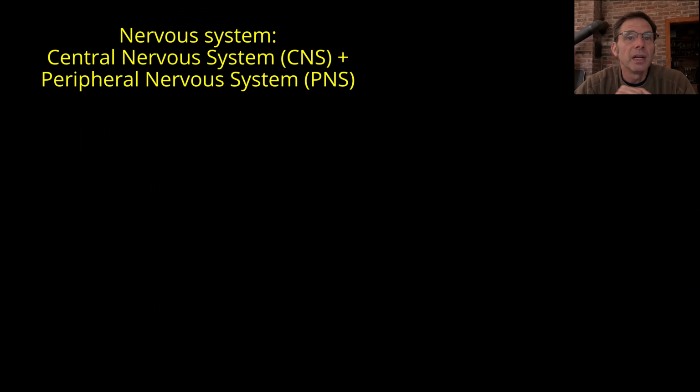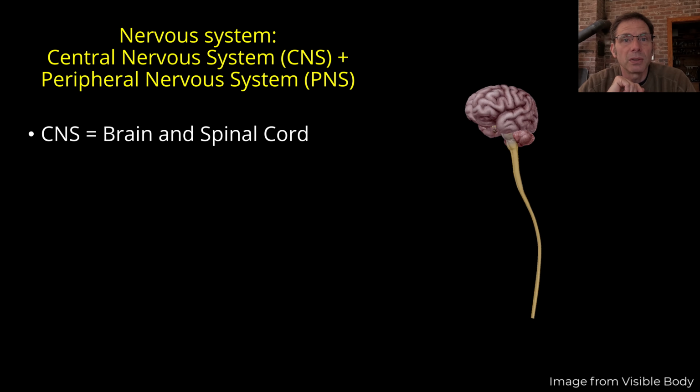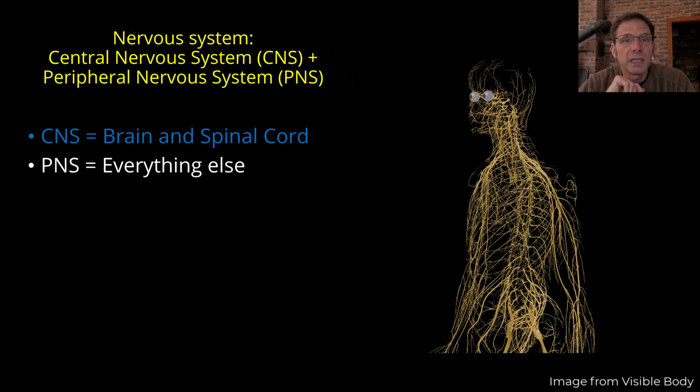The nervous system is divided into two different parts: the central nervous system and the peripheral nervous system. The central nervous system is the brain and spinal cord. The peripheral nervous system is everything else. If we look at the body, we'll have nerves traveling to and from virtually every different tissue.